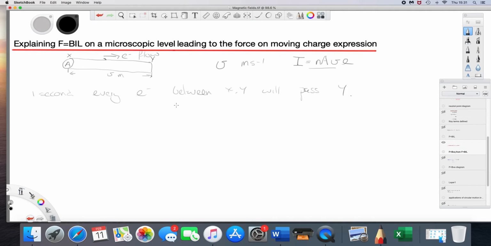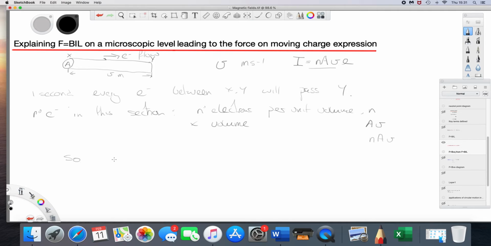So the number of electrons we're talking about here, and therefore the number of electrons per second passing Y, well, that would be the number of electrons per unit volume, which is n, times the volume, which of course is cross-section area times length, nAv.